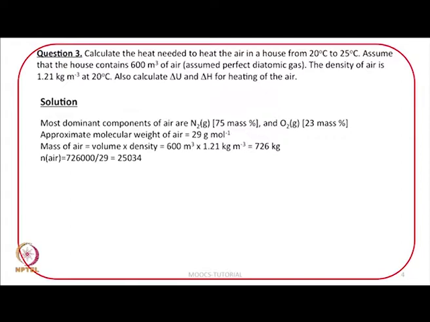And then the number of moles of air will be equal to the weight divided by molecular weight. The mass of the air is 726 kilogram, which is 726 into 10 raised to the power 3 gram divided by 29 gram per mole. So, the number of moles come out to be 25,034.